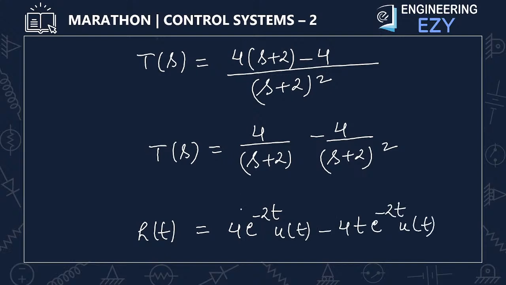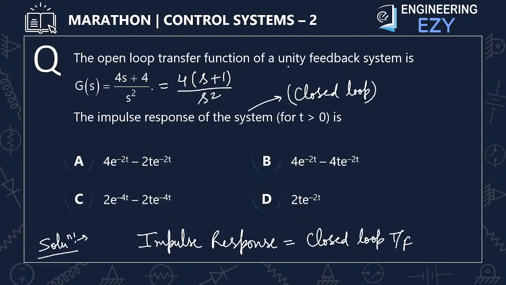That is correct. You may solve by any method, because I have applied this, or you may solve by any other method. So the correct answer is 4 e to the power minus 2t u(t) minus 4t e to the power minus 2t u(t). I hope it is clear to everyone. And the correct answer of this question is 4 e to the power minus 2t minus 4t e to the power minus 2t. So the correct answer is the B option. If anyone has a doubt, kindly ask.